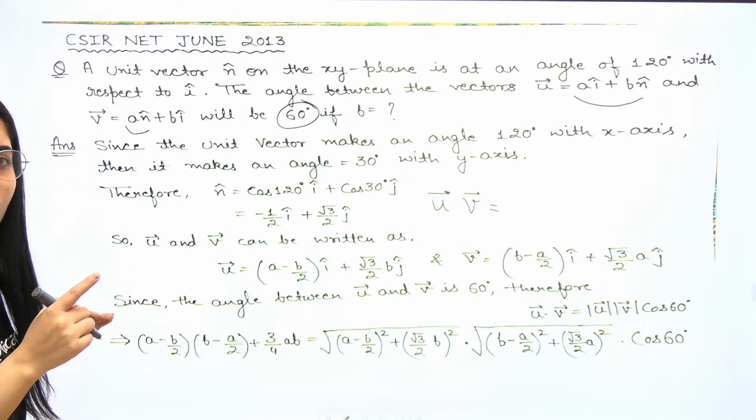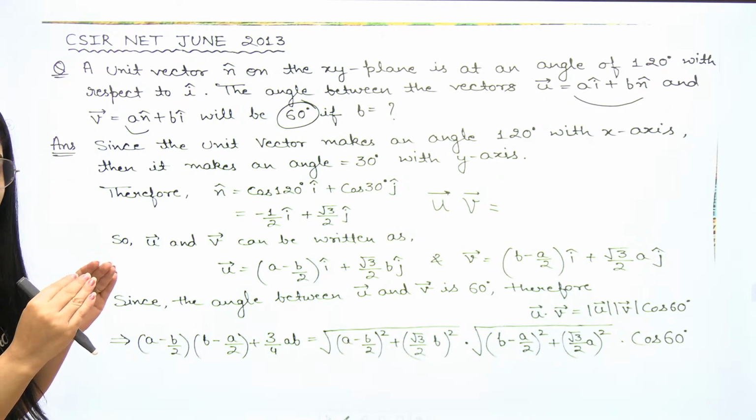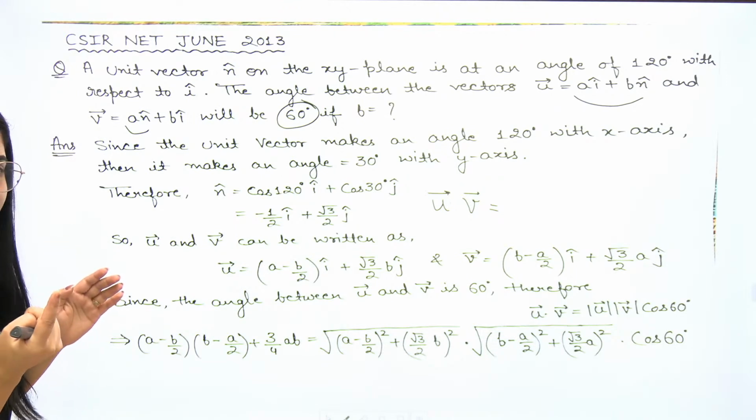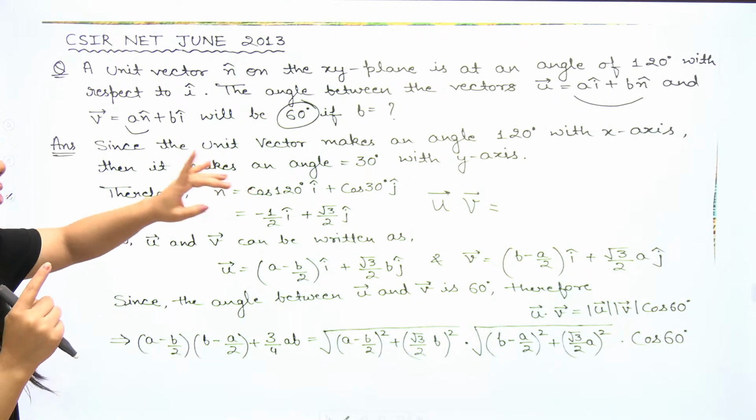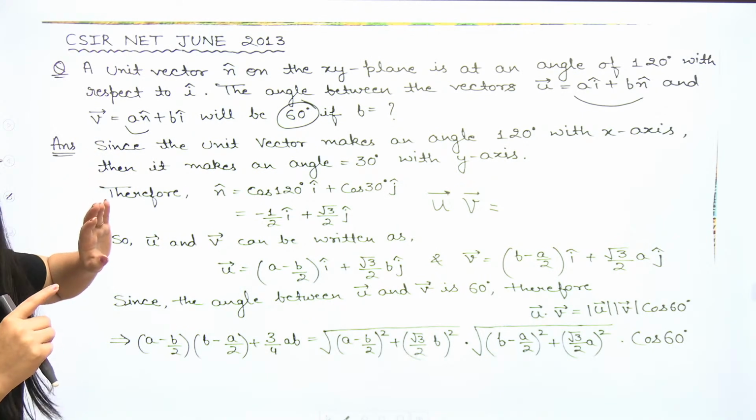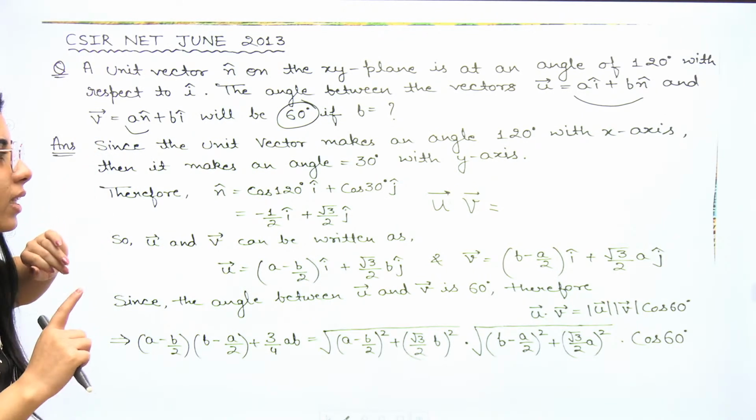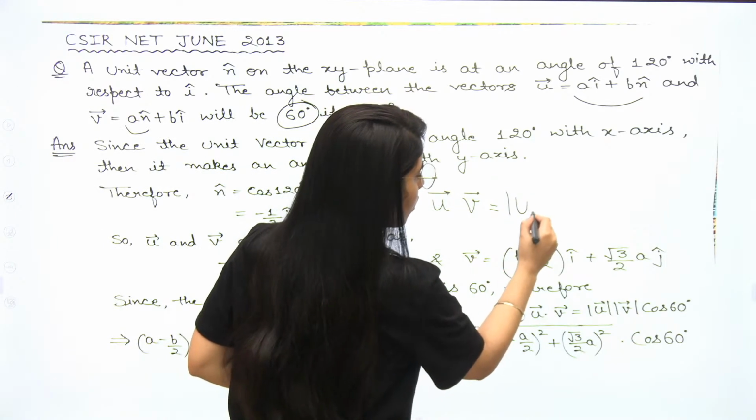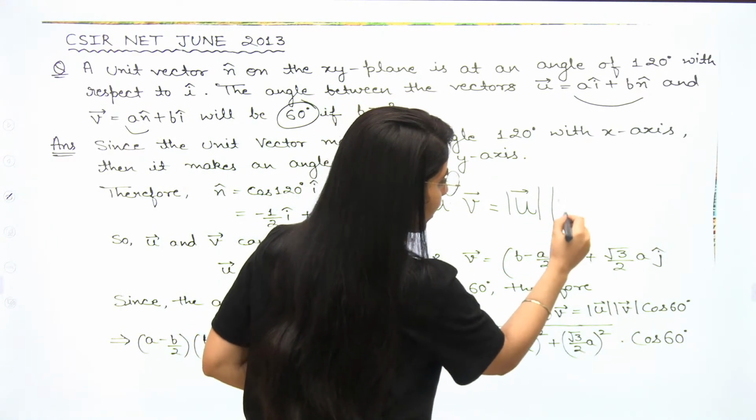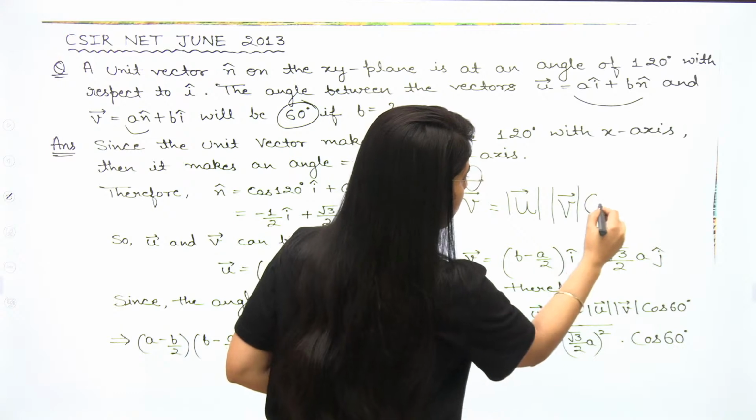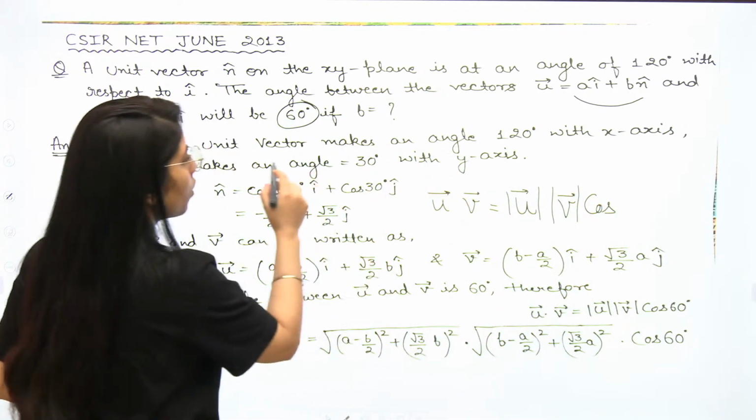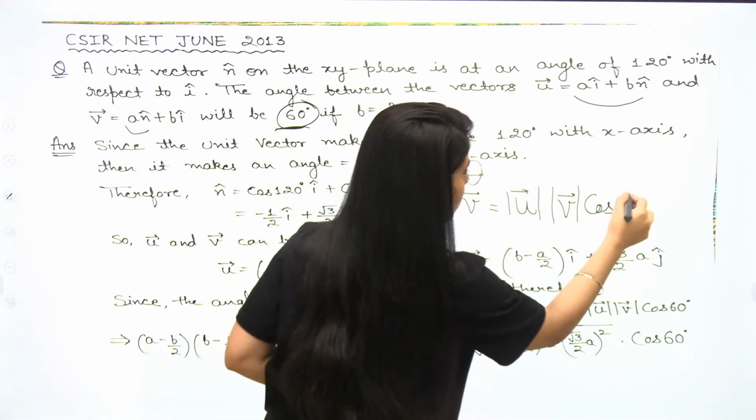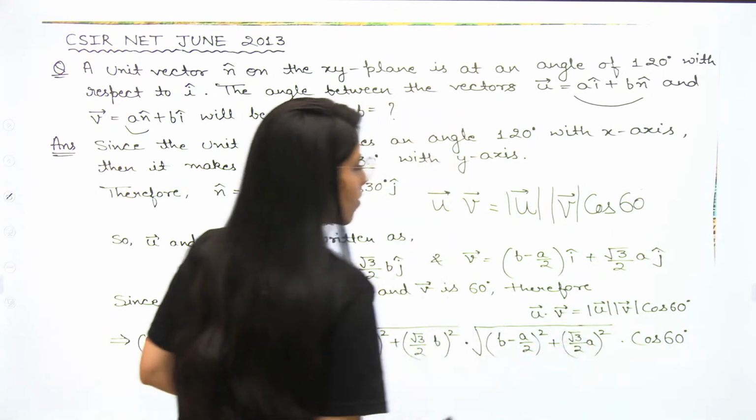I and n are unit vectors, so their magnitude will be 1, and cos 120 degrees because the angle between n and I cap vectors is 120 degrees. So you can write it like this too. Also you know one formula, that is magnitude of u, magnitude of v and cos of the angle between u and v, which they have given as 60 degrees. Done. You can write it like this too.